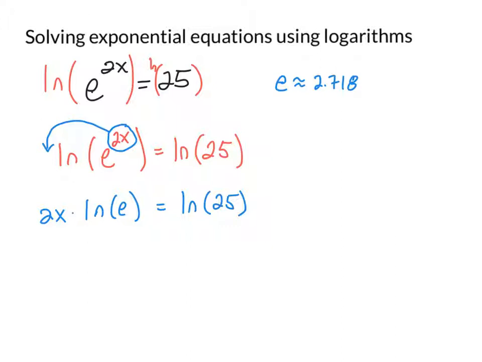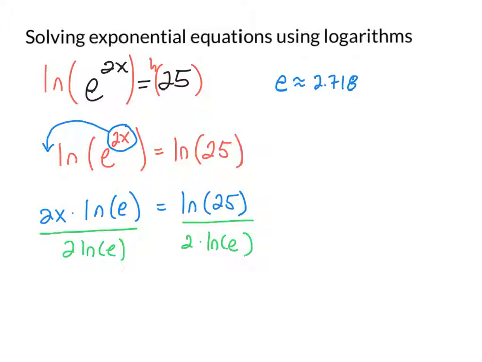All right, so what I have to do here is get this x by itself. I notice that I have a 2 here and a natural log of e. So I'm going to take both sides of this equation and divide by 2 times the natural log of e, and on the right-hand side, I'm going to divide by 2 times the natural log of e over here.